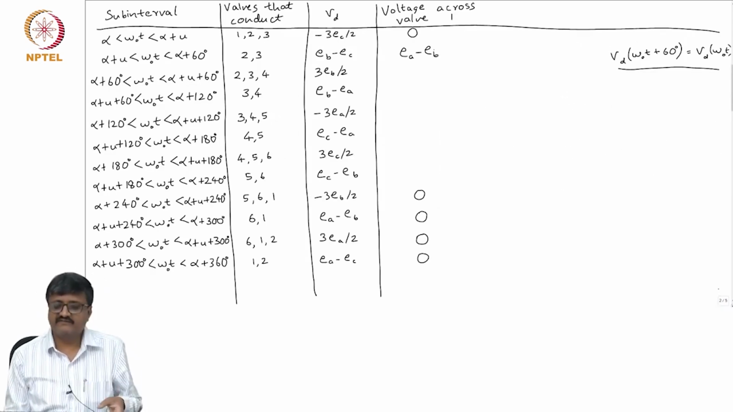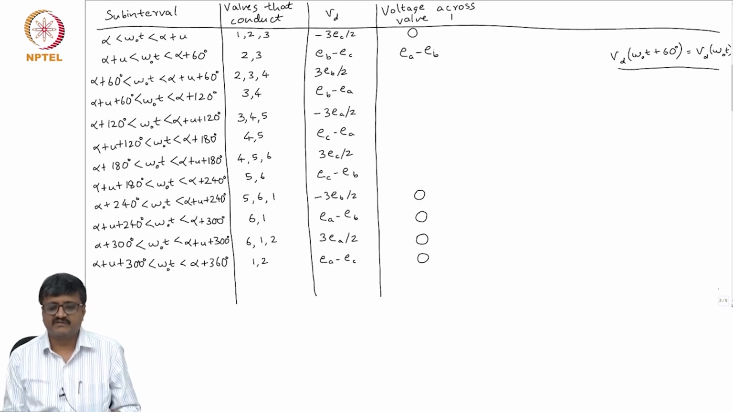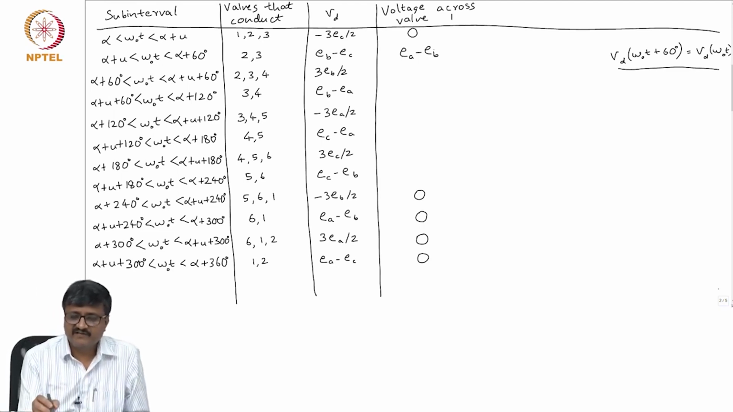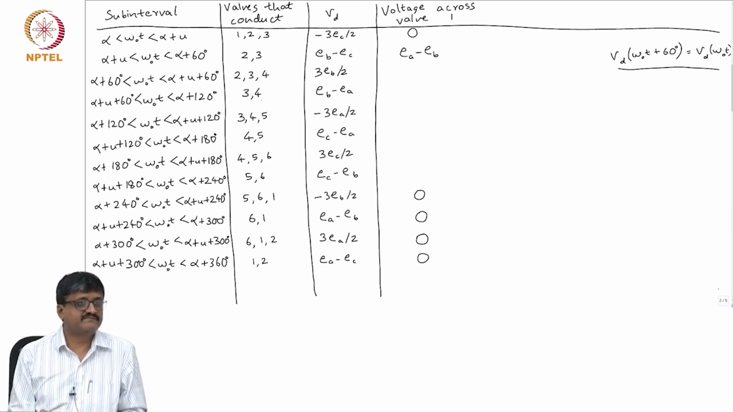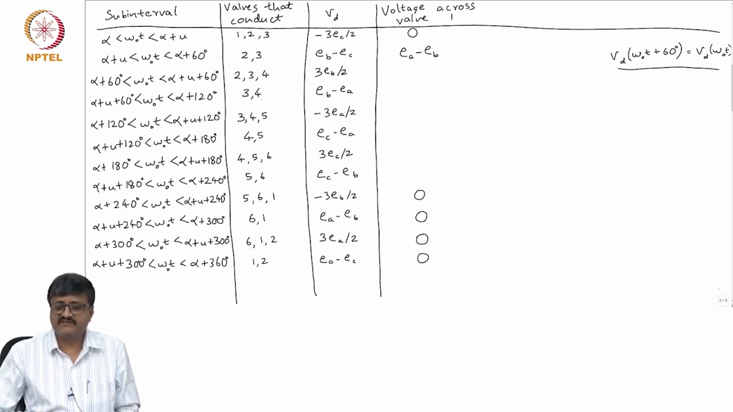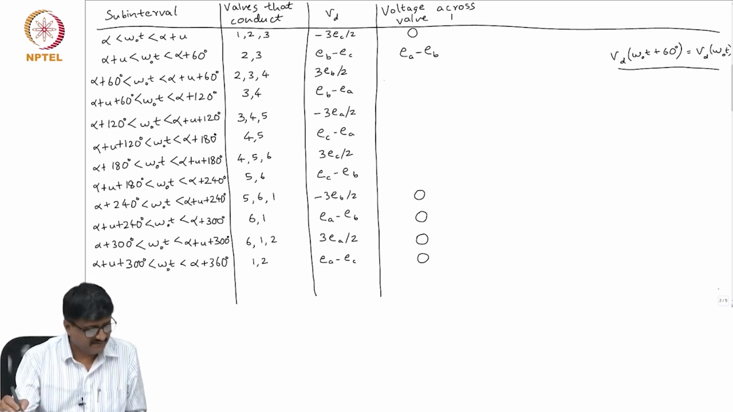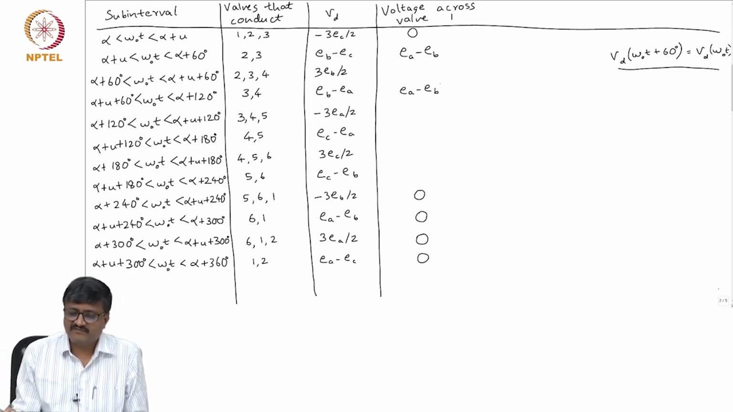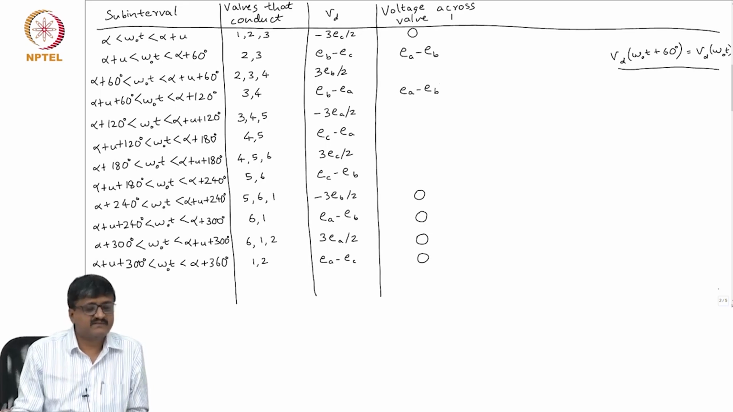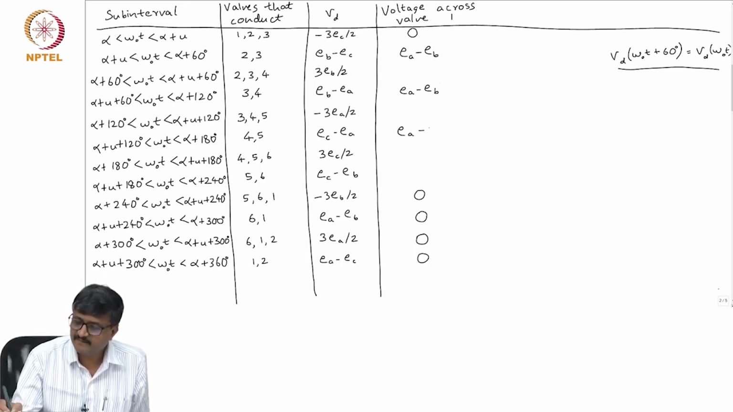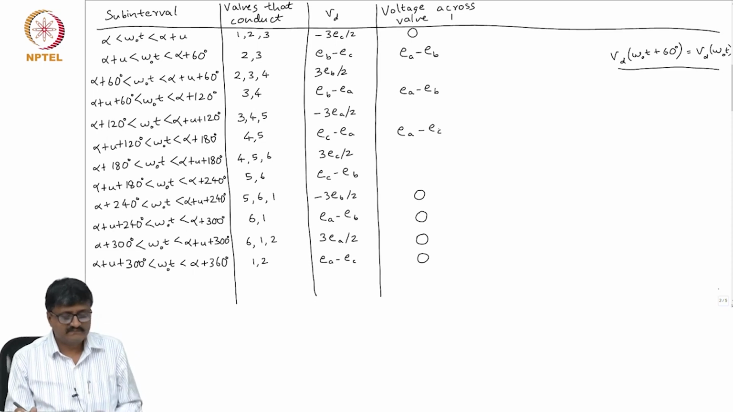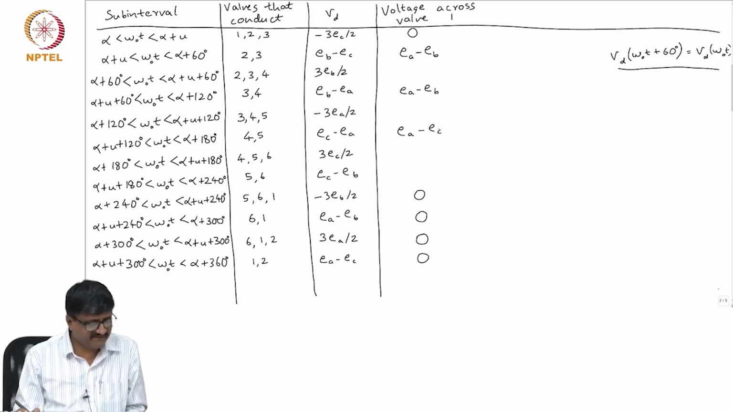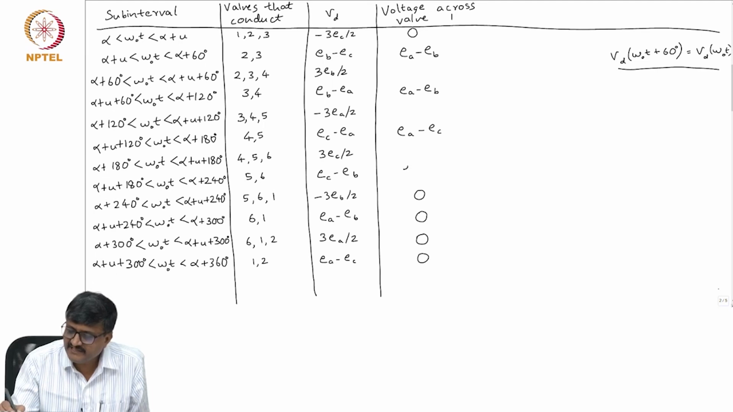Let us again do the easier ones first. Take the subinterval in which valves 3 and 4 are conducting. What is the voltage across valve 1? EA minus EB. Then, when valves 4 and 5 are conducting, EA minus EC. Then when valves 5 and 6 are conducting, EA minus EC.